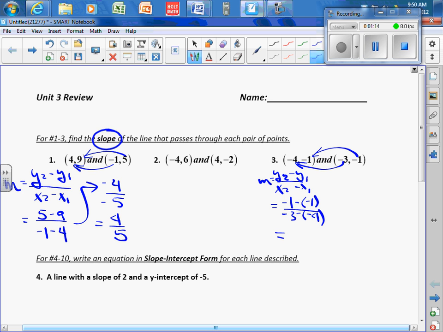What's negative 1 minus a negative 1? Well, minus a negative is plus a positive, so you get 0 in the numerator. Negative 3 minus a negative 4? Well, minus a negative is plus a positive, you get positive 1. What's the slope? 0.